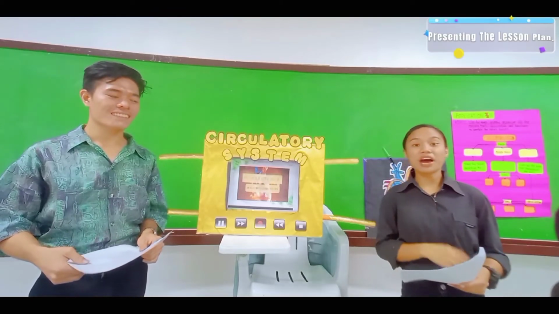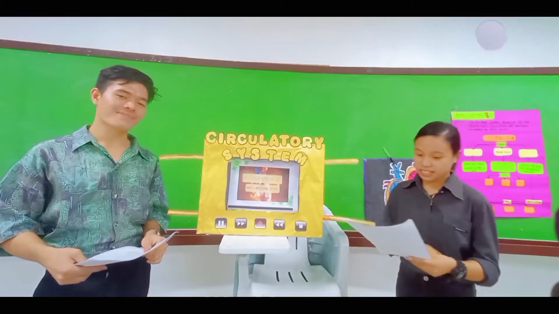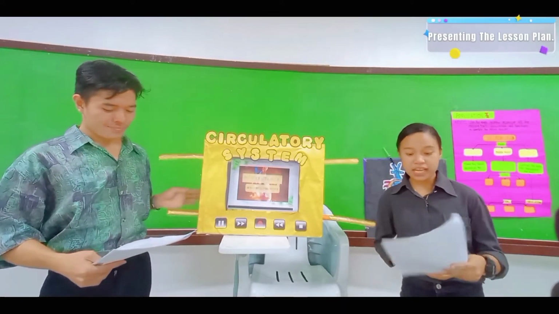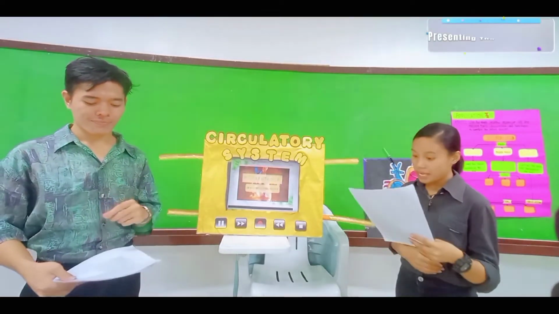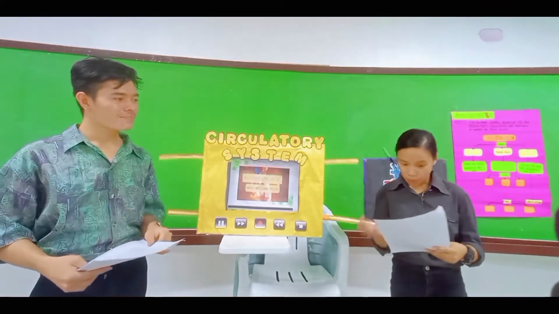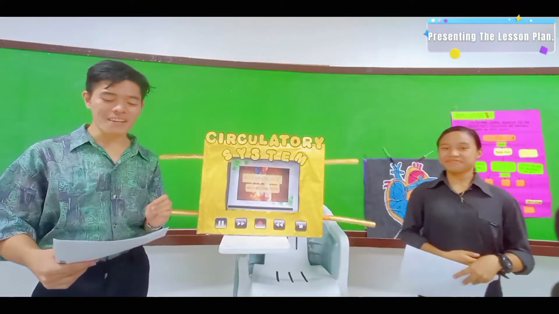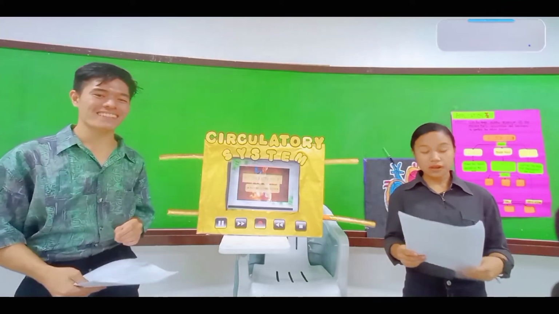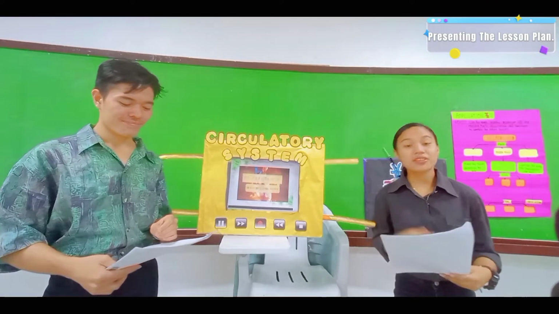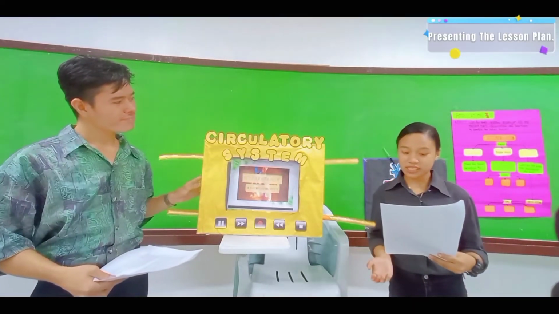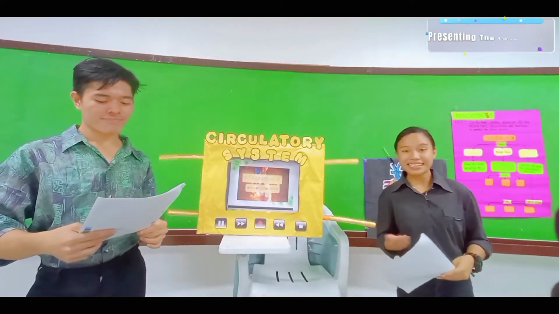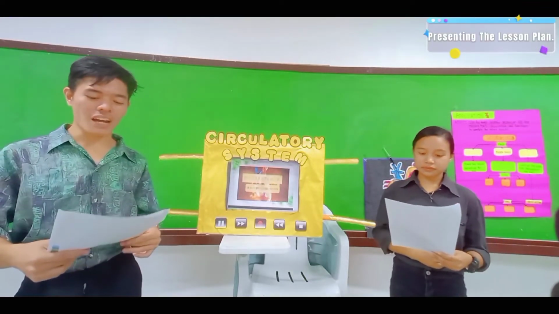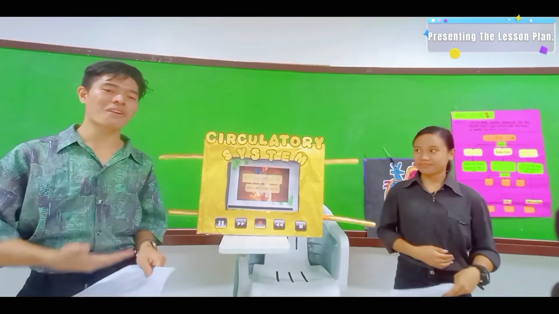First, we have the objectives. At the end of the 60-minute period, at least 95% of the students should be able to: number one, state the importance and function of the circulatory system in the human body; number two, describe the different parts of the circulatory system and their functions; and number three, differentiate the different types of circulation in our body.